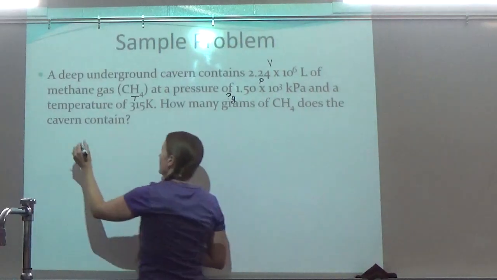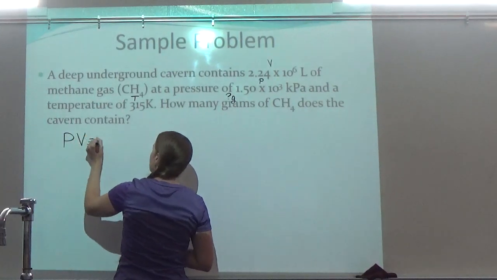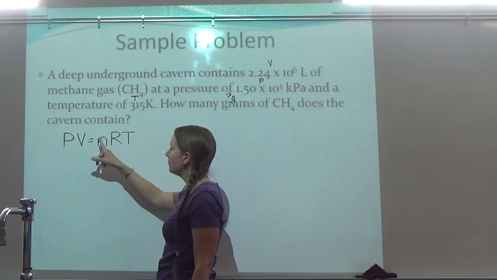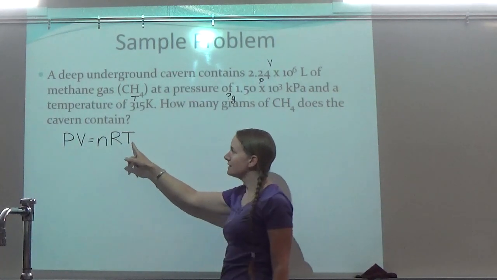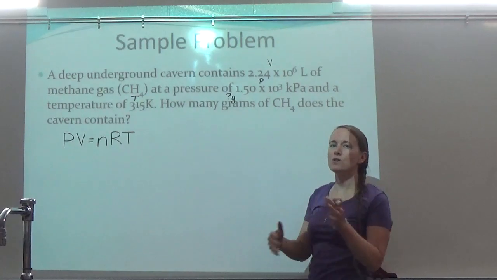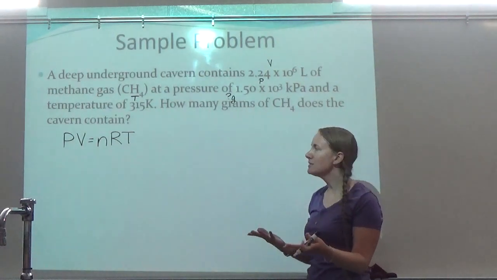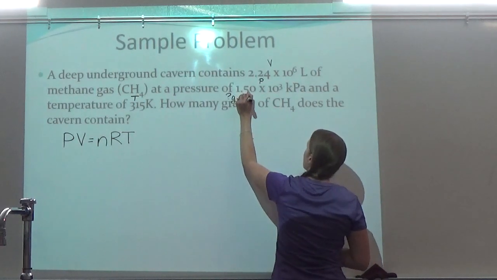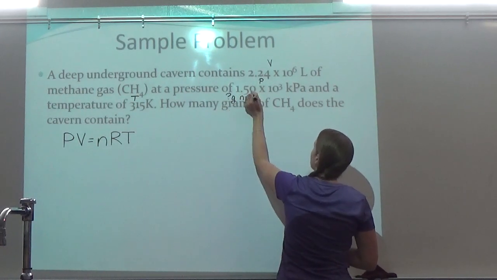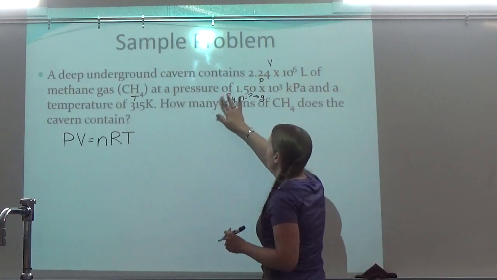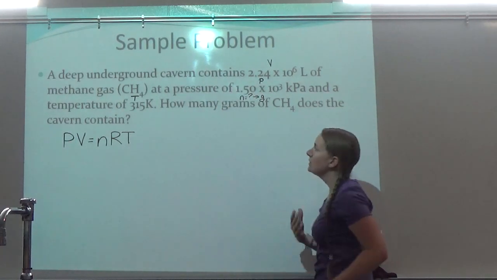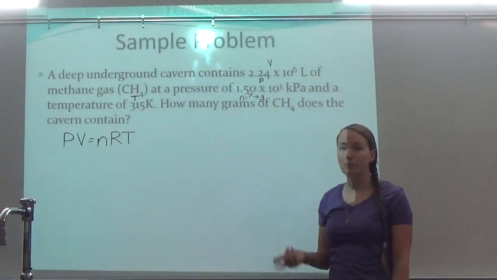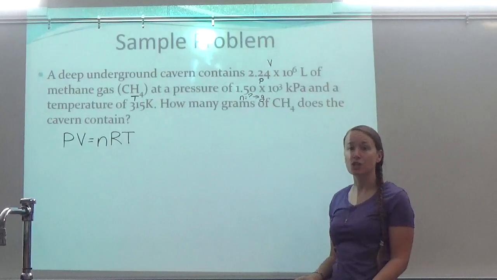Well, our formula is PV equals nRT. So we have pressure, volume, number of moles, a gas constant, and temperature. So which one of those could be turned into grams? The moles. So what we're actually going to do is solve for N and then turn that into grams. In the ideal gas law, if they ask you about grams, you always start by solving for moles, because we can always use molar mass to change to grams.